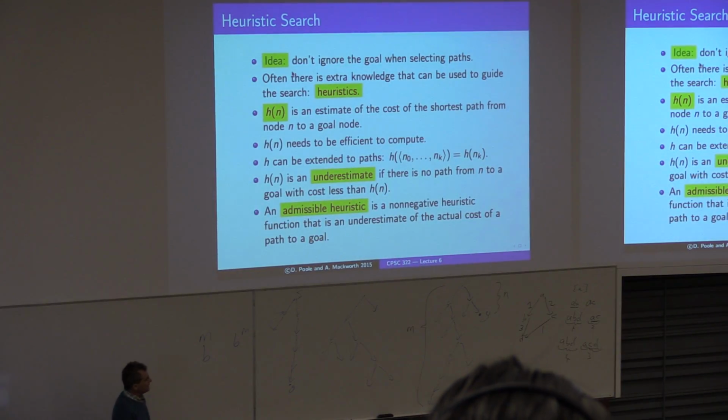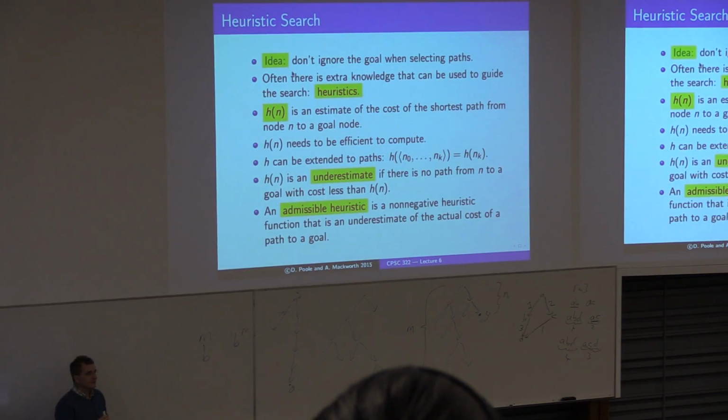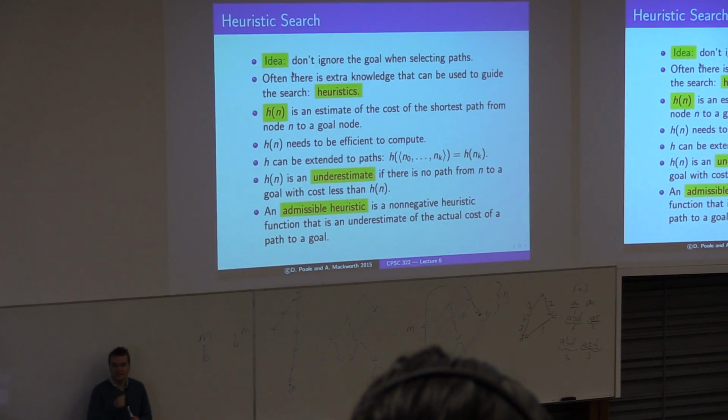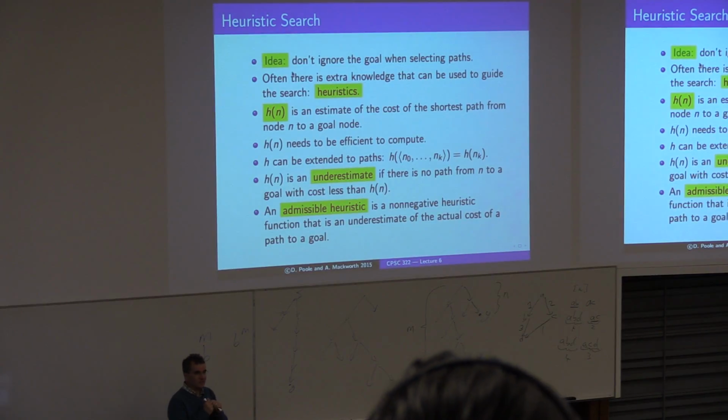And h of n is an underestimate if there's a path from n to a goal with cost less than h of n. So h of n is an underestimate if the actual cost is greater than or equal to that h of n. And an admissible heuristic is a non-negative heuristic function that's an underestimate of the actual cost of a path to a goal. So a non-negative number that's an underestimate is what we're going to call an admissible heuristic. Okay. So if h of n estimates it, then it's less than the actual cost. Less than or equal to the actual cost.